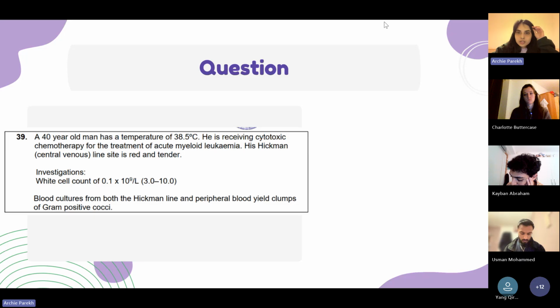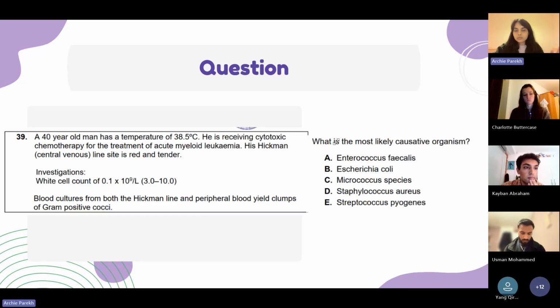Okay, moving on to the next question. We'll try to do this a bit faster because we've now started with the bacteria, and there's quite a few bacteria that we need to be aware of. So I'll give you guys another 30 seconds.